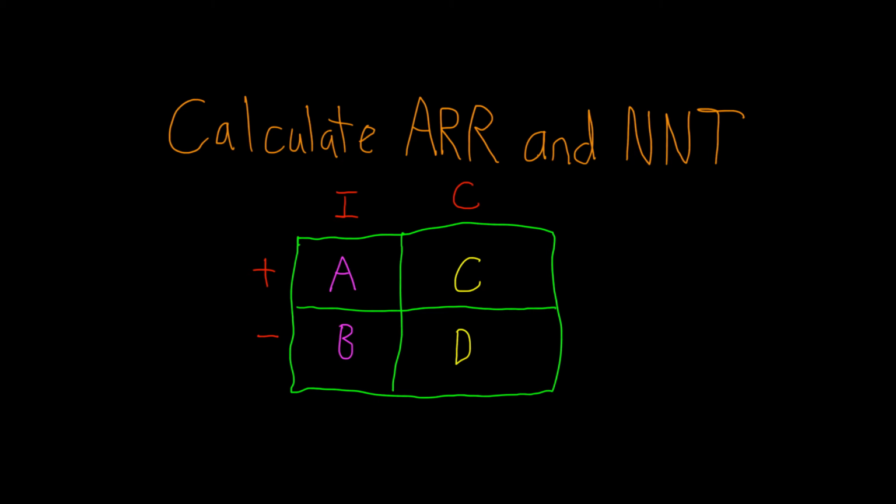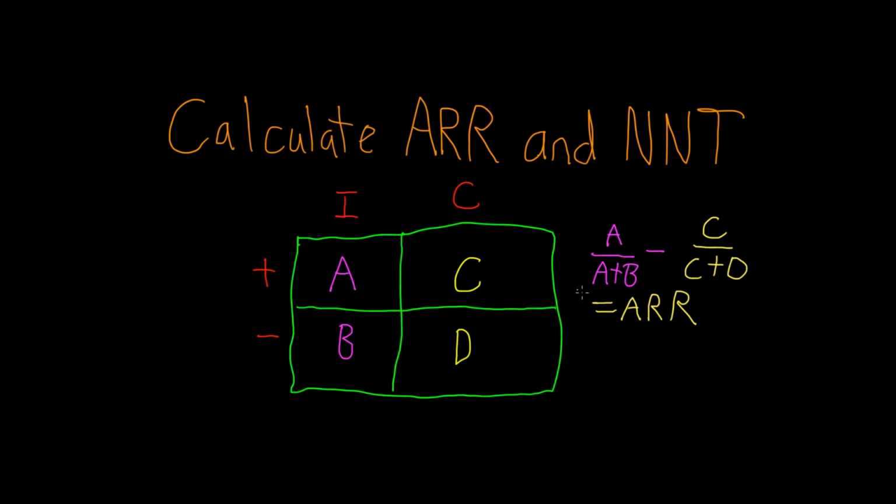Now let's calculate the absolute risk reduction. So the absolute risk reduction is equal to A over A plus B in the intervention group. And what this equation means is the rate of the outcome in the intervention group. And then we subtract the rate of the outcome in the control group. And this simply gives us our absolute risk reduction. We'll talk more in the example specifically about what this number means, as it will make more sense.